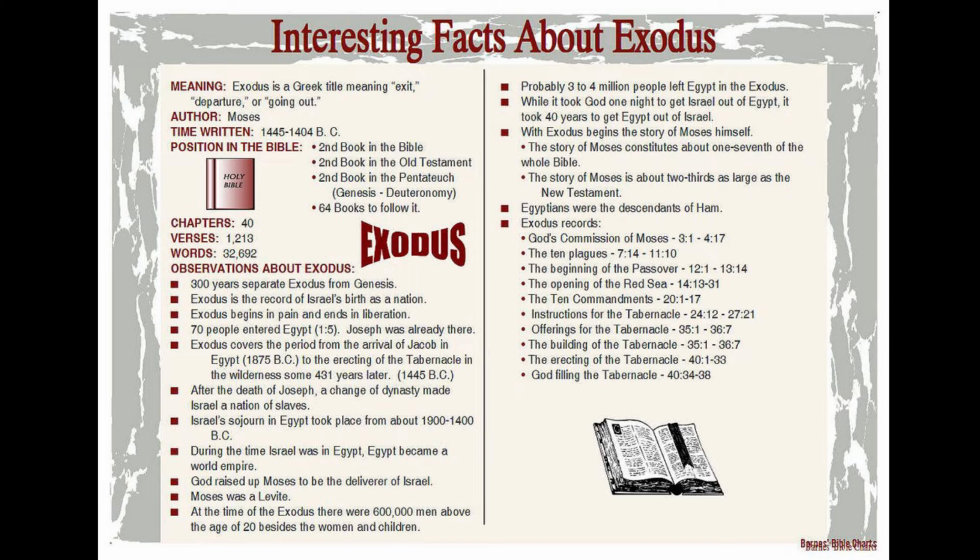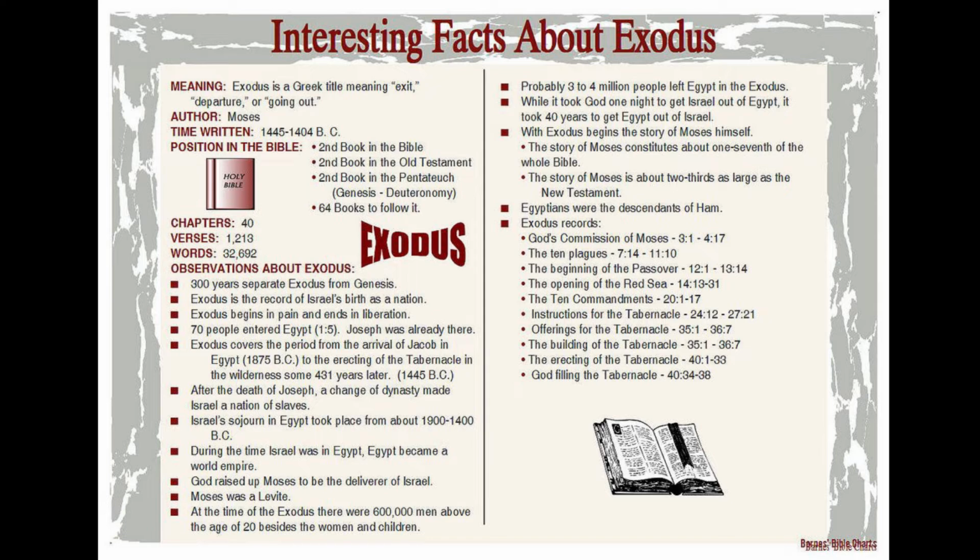And here are some observations and factors that you may or may not know about the book of Exodus. Did you know that there are approximately 300 years that separate the book of Exodus from the book of Genesis? Exodus is really the record of Israel's birth as a nation, because when they entered into Egypt, they were just Hebrew family members. Seventy people entered Egypt, recorded in chapter 1. Joseph, one of the youngest brothers of Jacob, was already living there.